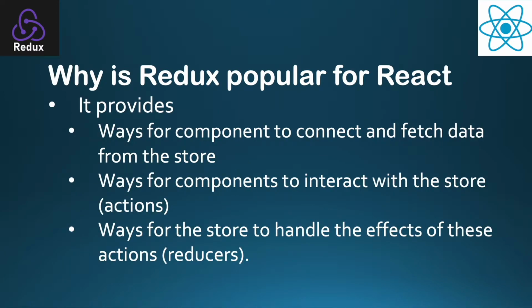It provides ways for components to connect and fetch data from the store, ways for components to interact with the store, and ways for stores to handle the effects of these actions. So one, we can connect to the store and fetch data. Second, if we want to update any data, interact with the store, we define actions. And also for these actions, the store should be able to handle the effect of these actions, which we refer to as reducers. These terms, actions, reducers, store, will become clearer as we go through this video and then look at a couple of examples.